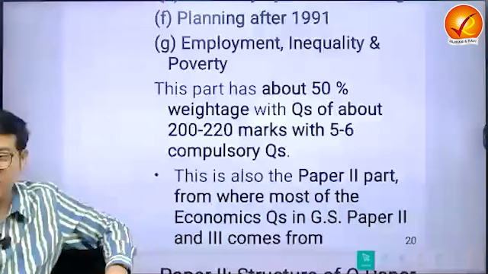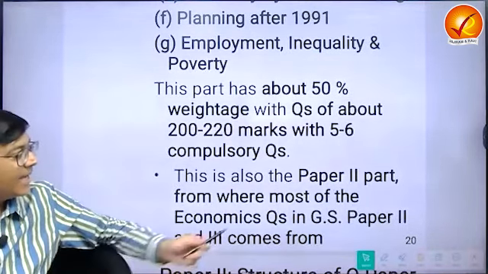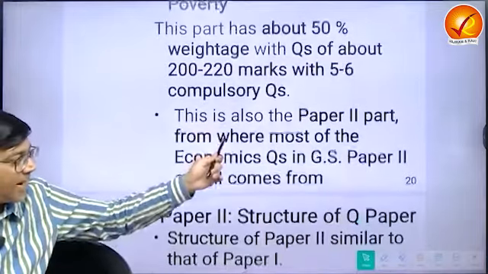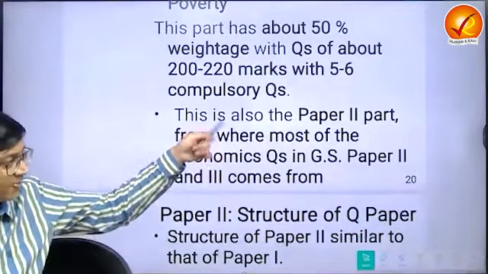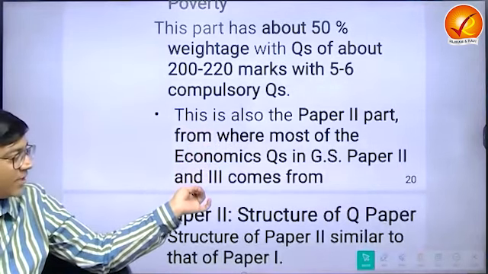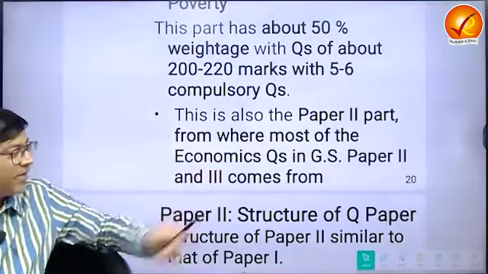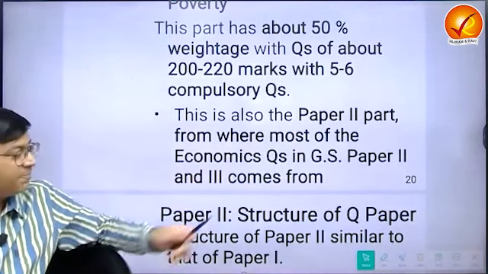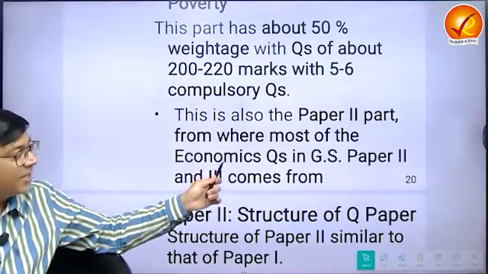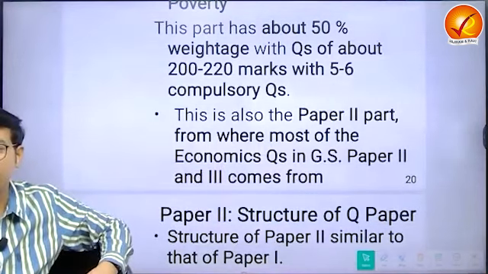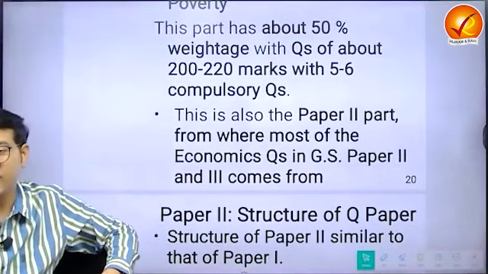Okay, so that kind of possibility clearly remains. Paper 2 is also where this part of paper 2 is overlapping with GS papers 2 and 3. So when you are writing economics answers in paper 3 of GS, or sometimes even some questions in paper 2 of GS, then this post-91 economy will be helpful.